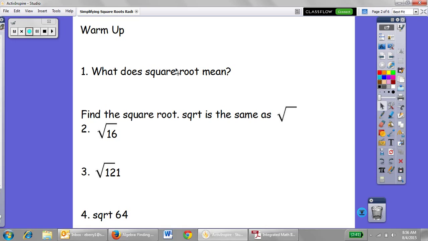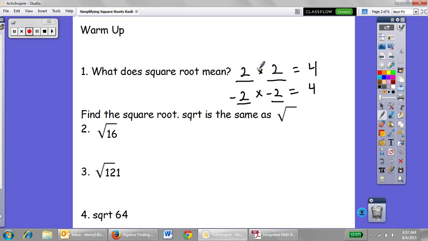Number 1 says, what does square root mean? Well, the square root means that if you have a number and you square it, which means that you multiply it by itself, you get another number. For example, if you wanted to know the square root of, say, 4, you know that 2 times 2 is 4. We can also say that negative 2 times negative 2 is also 4. So by square root, we need to know that it's the same number multiplied together.